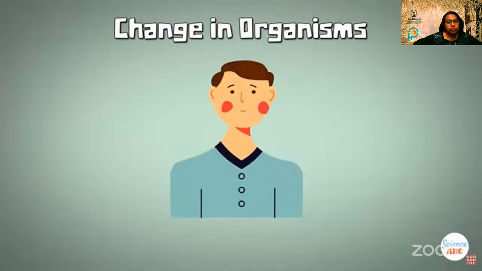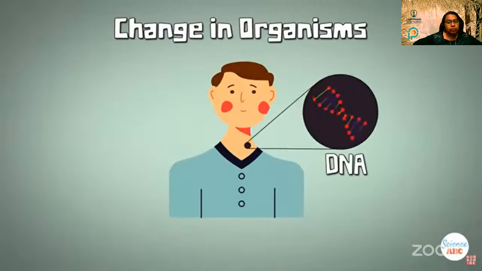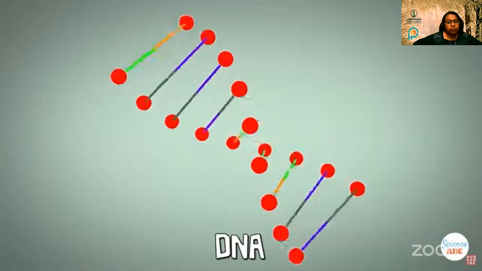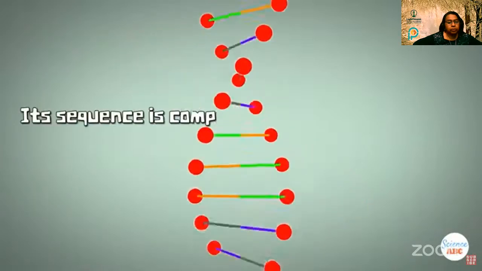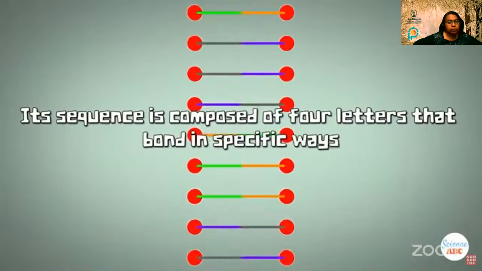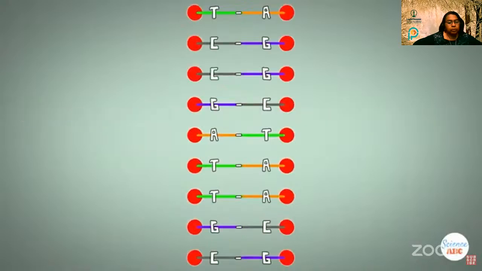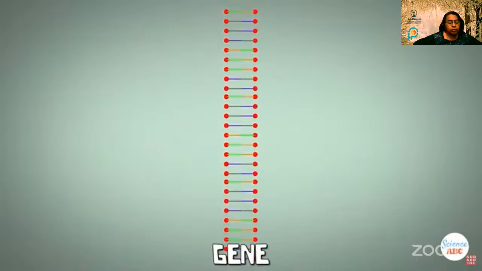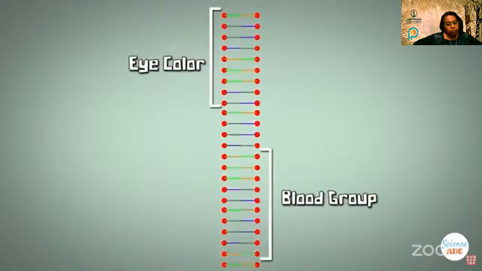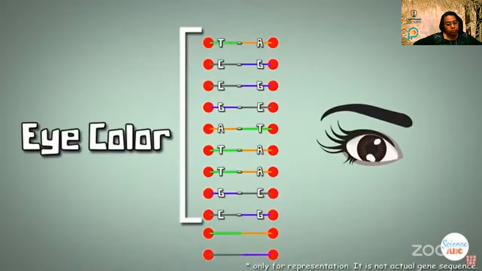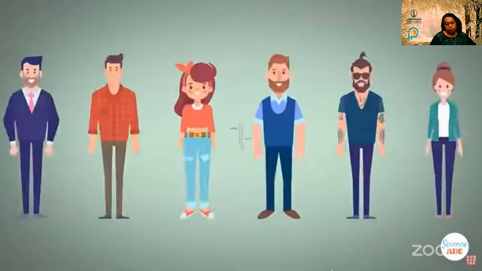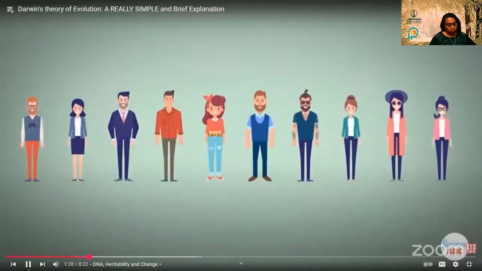The core of evolution is the change in organisms, and the first place to investigate this change is the DNA. DNA is the blueprint of all life. Its sequence is composed of 4 letters that bond in specific ways, A to T and C to G. Small sections of the DNA sequence, called genes, code for certain traits, like eye color or blood group. Genes can come in a variety of flavors, meaning that the gene for eye color can code for blue eyes, or brown eyes, or even green eyes. Each of us possess a unique combination of these genes, giving some of us brown eyes with blonde hair, or blue eyes with brown hair.